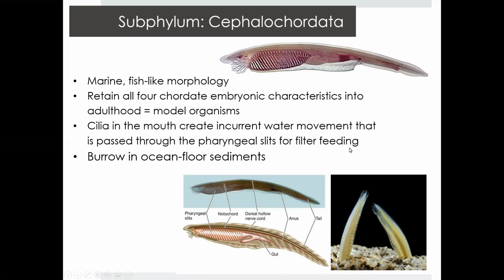But what's interesting about Cephalochordata is that they retain all four of the characteristics exhibited during chordate embryonic development. All four of those are retained into adulthood for this organism, which makes them an excellent model organism to look at chordate development, because we can see how these characteristics are developed over time during embryonic development. These guys are also pretty interesting in that they are filter feeders. What they'll do is burrow part of their bodies into the ocean floor and expose their mouth parts in order to filter feed.